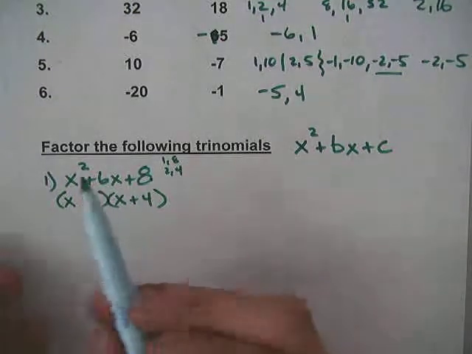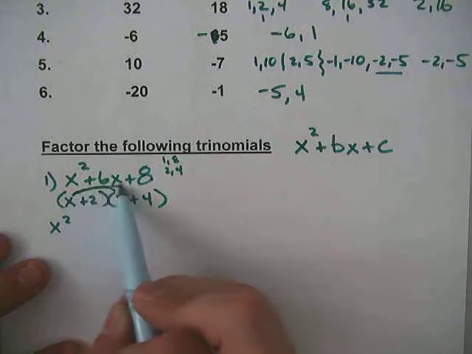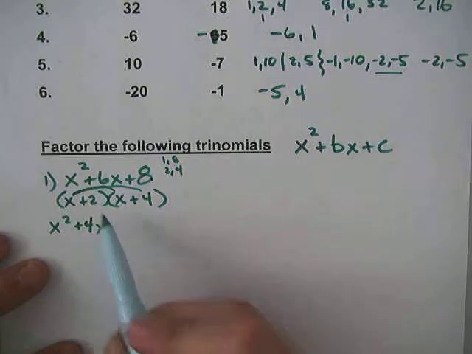Those are the factors, x plus 2 times x plus 4. Now, how do I know those are the factors? Well, you can just simply FOIL or distribute. You can just multiply this back together.